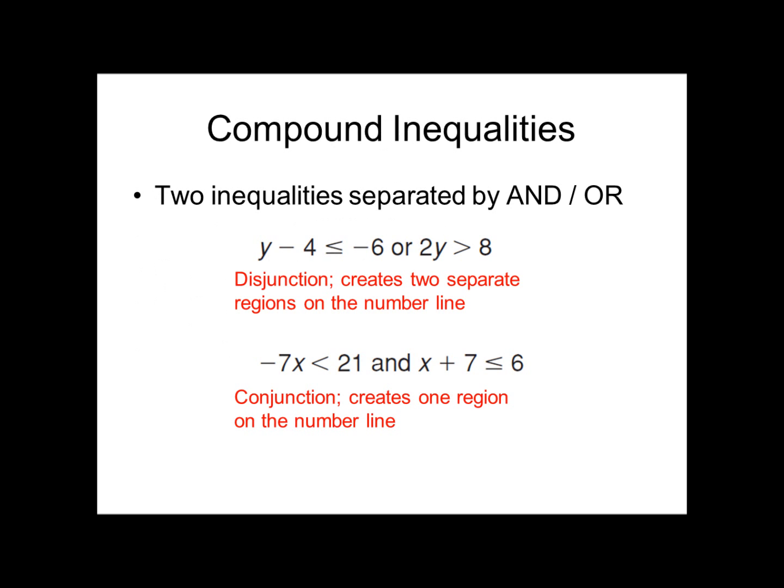First of all, compound inequalities are two inequalities that are separated by the words and or. When we see the word or between two inequalities, it creates what we refer to as a disjunction. That is, each inequality creates its own separate region on the number line. If we use the word and in between two inequalities, it creates a conjunction, where the two inequalities create one region on the number line.